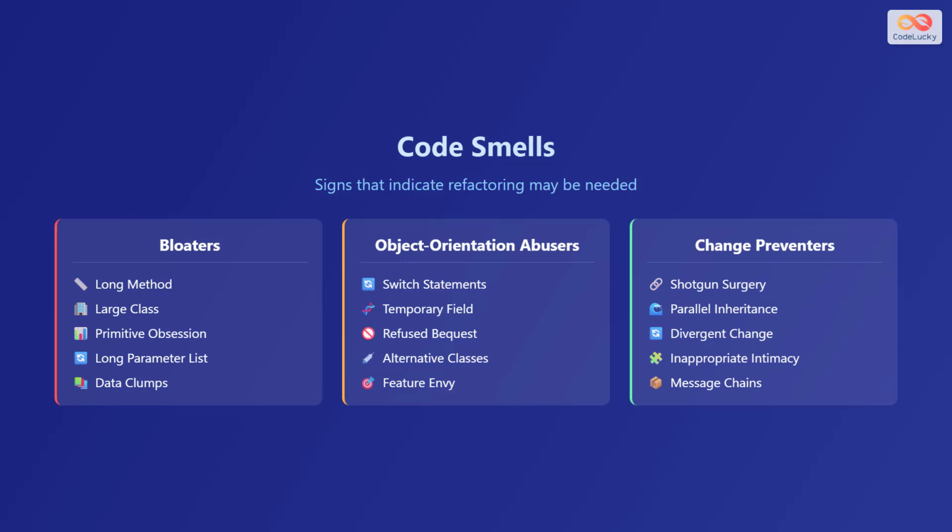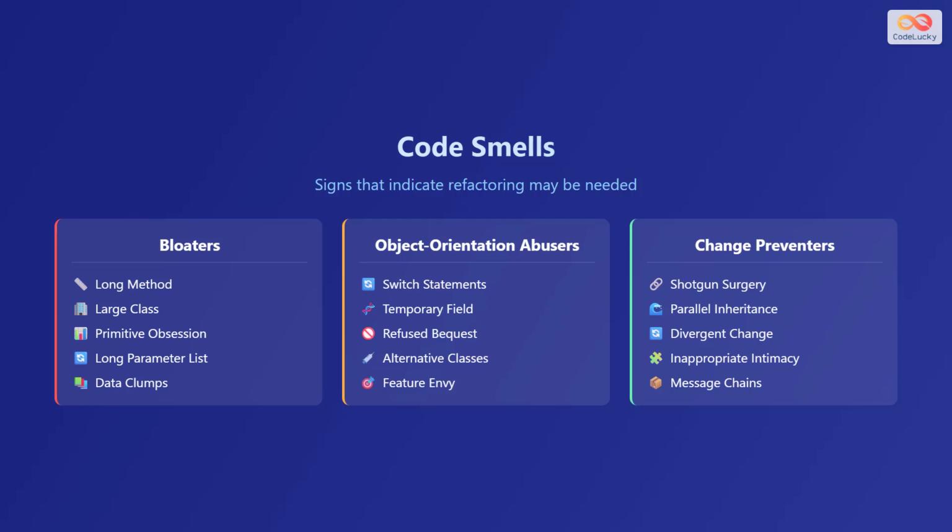Code smells are signs that indicate refactoring may be needed. They are not necessarily bugs, but they point to potential problems in the design and structure of your code. Code smells are categorized into 3 major types. First is bloaters. Bloaters are code constructs that have grown so large that they are hard to deal with. Examples include long method, large class, primitive obsession, long parameter list, and data clumps.